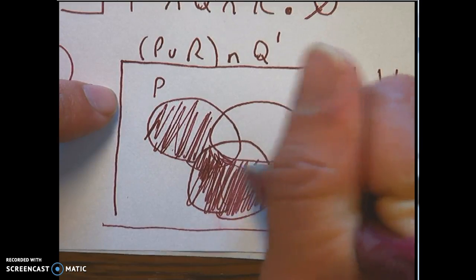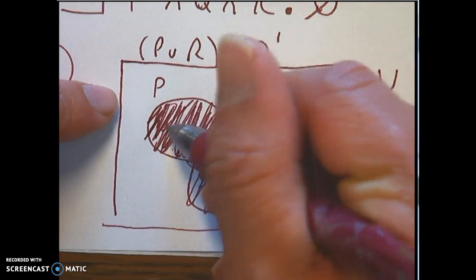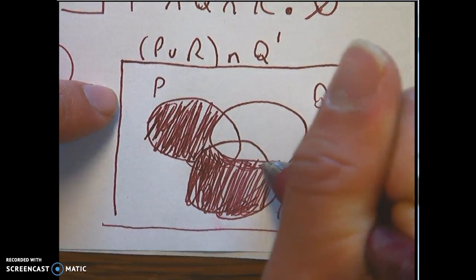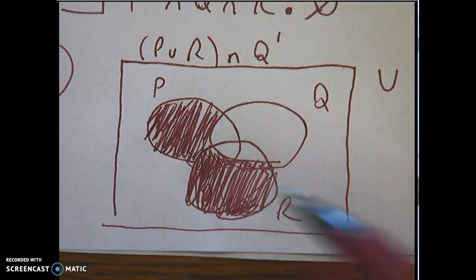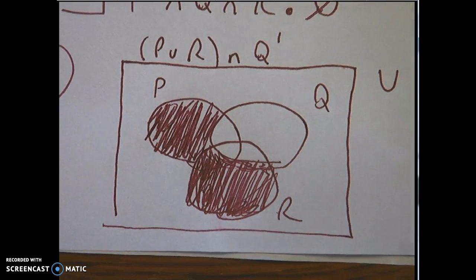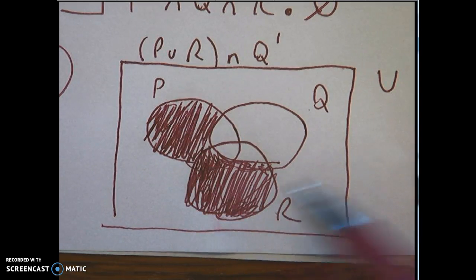The way I want you to think about it is, where does the overlap occur? Think about the way that I just thought about it. I filled in my mind P union R. I got all of P and all of R. And I asked myself, where does that intersect with everything that's outside of Q? Well, it's just this stuff here. So think about the overlap.